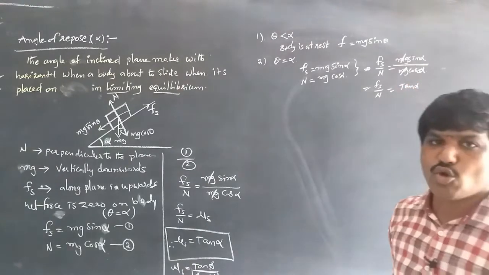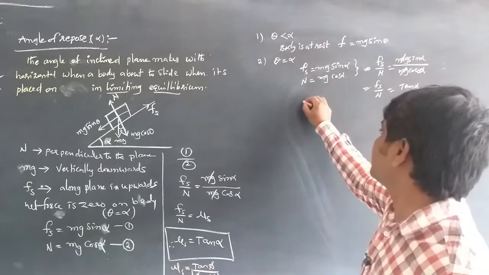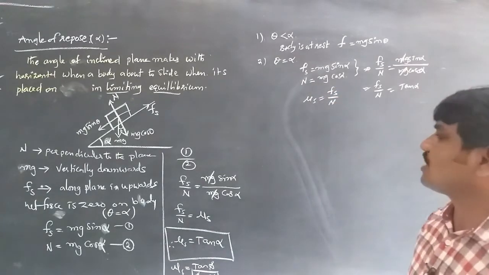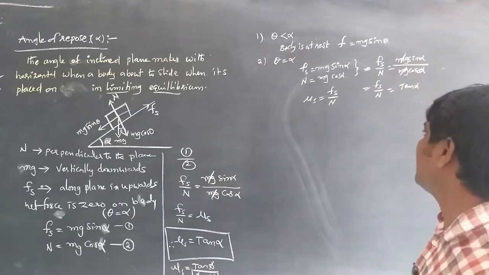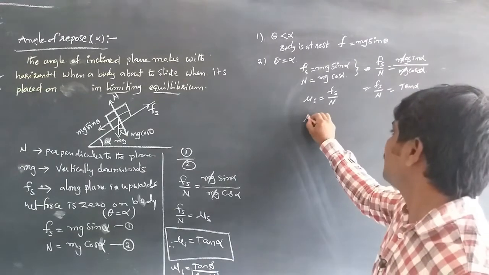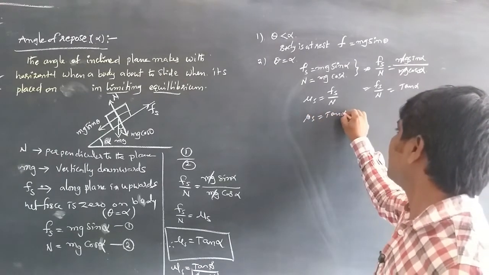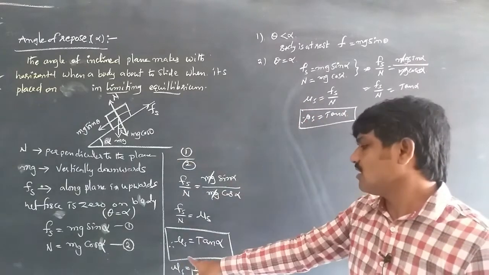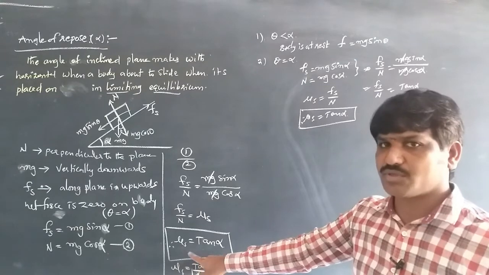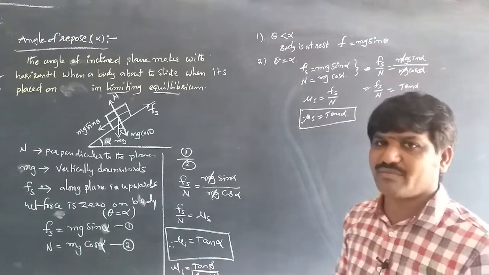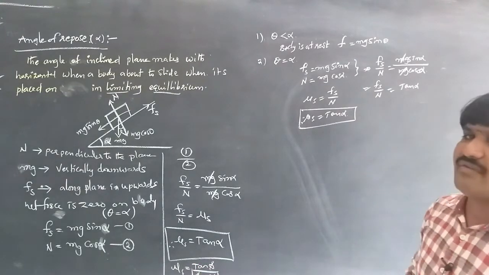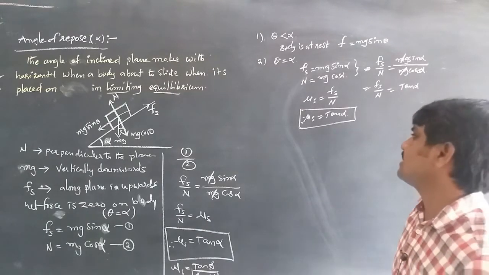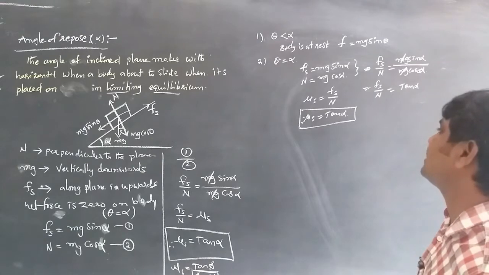But from the coefficient of static friction, mu s is equal to Fs by N. From that relation we can write that mu s is equal to tan alpha. We got that equation for the angle of repose, that is, the angle the inclined plane makes with the horizontal when a body placed on it is in limiting equilibrium.